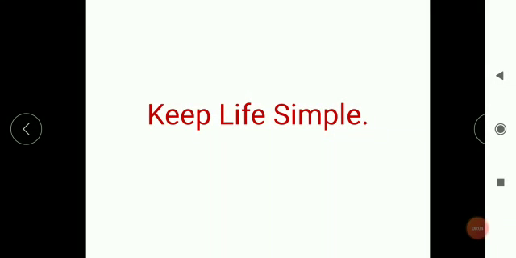So let's see what is our today's thought. Keep life simple. So if you keep the things simple in your life, you may lead to a successful life.